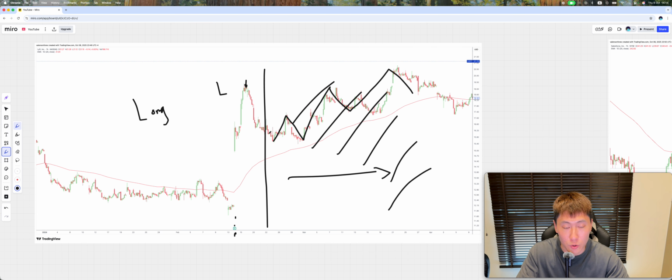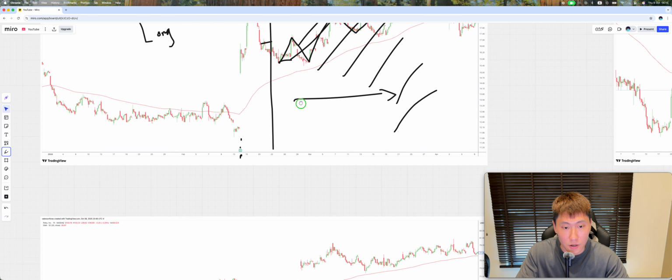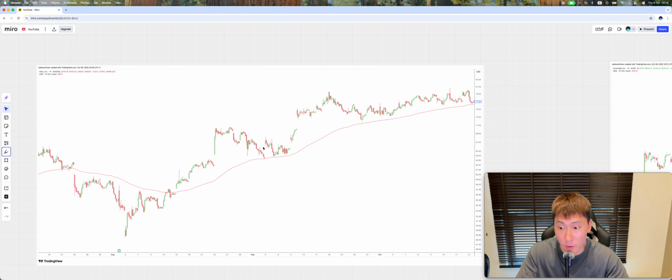But if you were to enter a long at whichever point, either here or here, you would have made money because the stock went up anyways. It went all the way up. So identifying trend is very, very important because even if you don't have a precise entry, you will still have made money. All right. So same thing, we're going to go really quickly now.